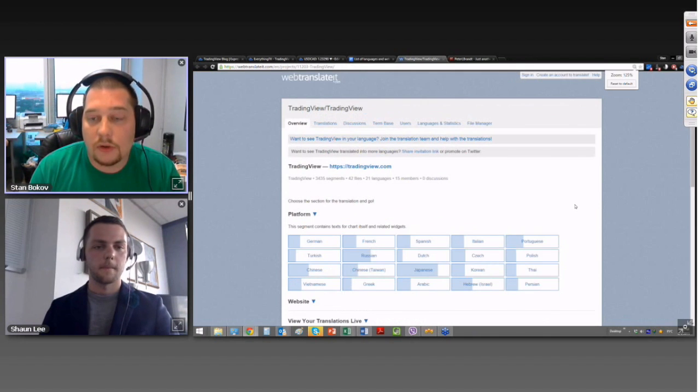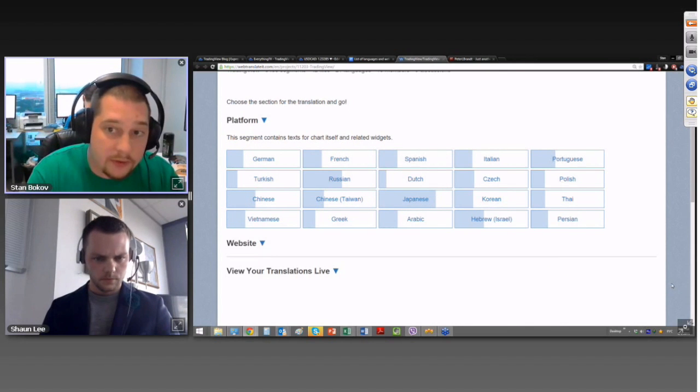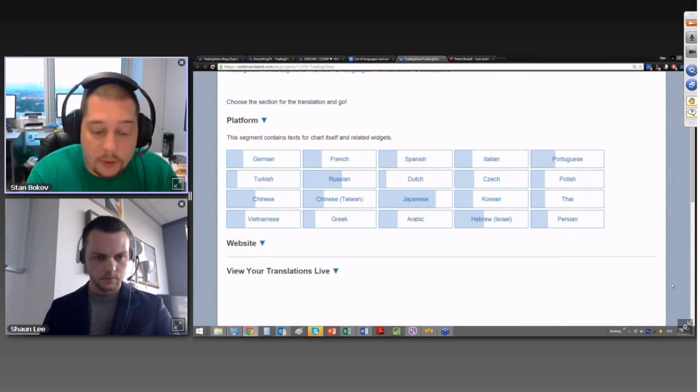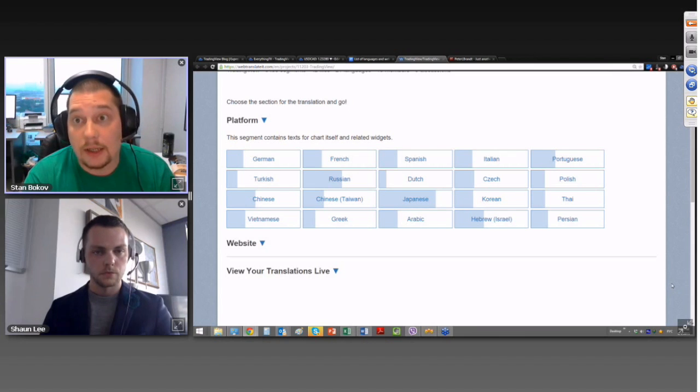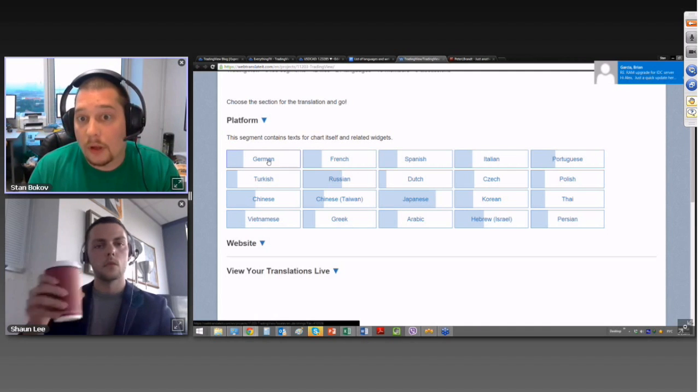Okay, so this is the control page for the languages that we currently have. So the chart is filled in, but the rest of TradingView is not. It's a lot of text, right? So only with the help of our community can we make that happen sort of fast and accurate.